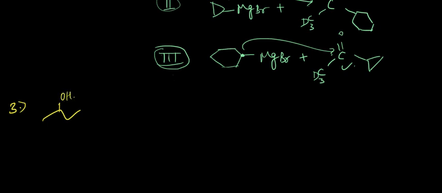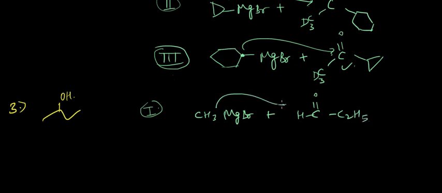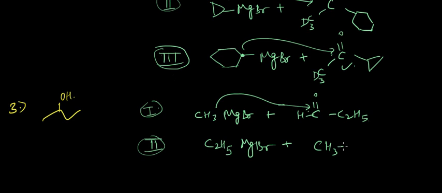Okay, so let us think about how we can prepare this compound from Grignard reagent. Obviously the first case can be CH3MgBr plus C double bond O, H and C2H5. This CH3 can attack on this C double bond O, and in the second case we can have C2H5MgBr, which can attack on CH3 C double bond O H. In this case also it will be attacking on this carbon atom. So we have only two ways for this.